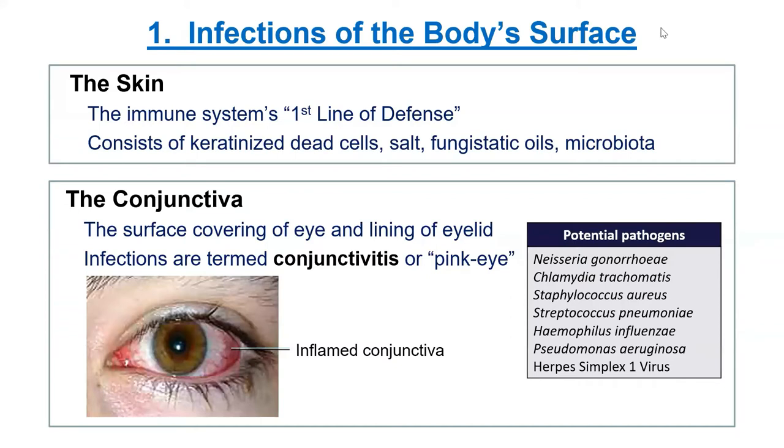This particular list I got from the textbook, and I added herpes simplex 1, because there are a number of people out there that have ocular herpes. So they have cold sores, and the virus migrates to the eye, and it's a really hard infection to get rid of.